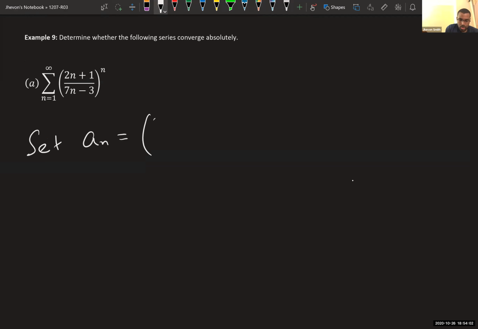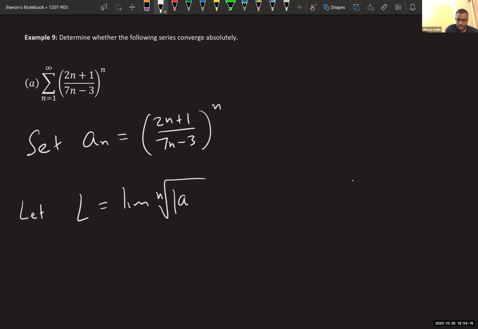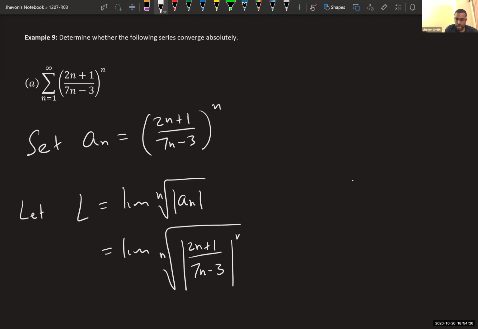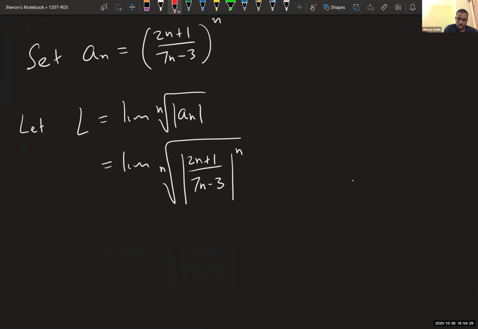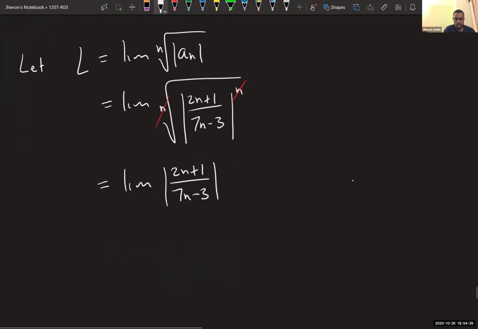What I would do here is set my a_n equals this guy, (2n plus 1 over 7n minus 3) to the n. So here, if I let L equal the limit of the nth root of the absolute value of a_n, this is just going to be the limit of the nth root of the absolute value of (2n plus 1 over 7n minus 3) to the n. The nth root is going to cancel the nth power. And now I just have the limit of 2n plus 1 over 7n minus 3 in absolute values. What is that limit?